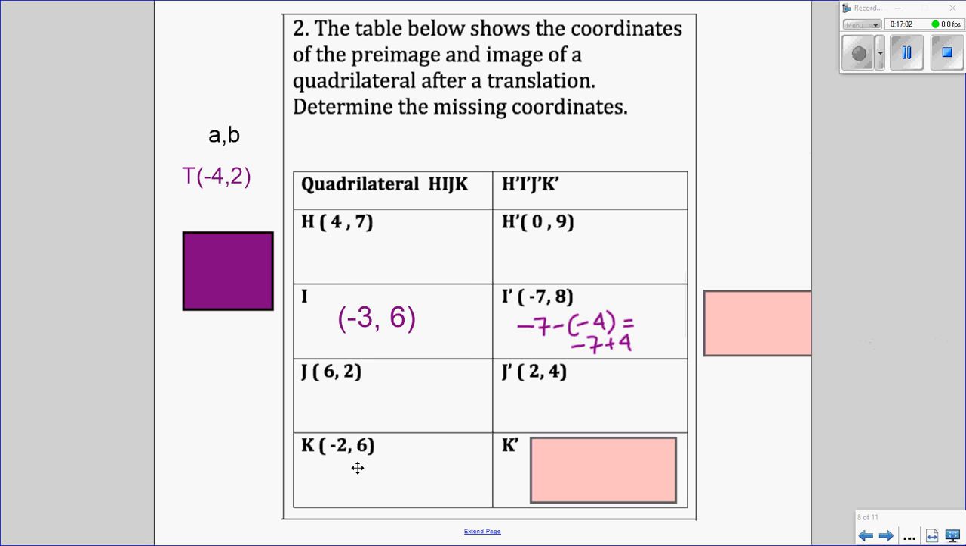And then for this one, since we're going from the pre-image to the image, we're going to add. So negative 2 plus negative 4 gives you negative 6. And then 6 plus 2 gives you 8.